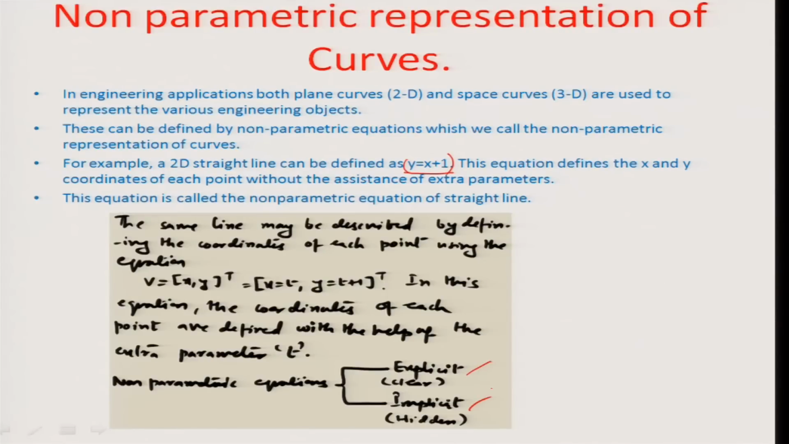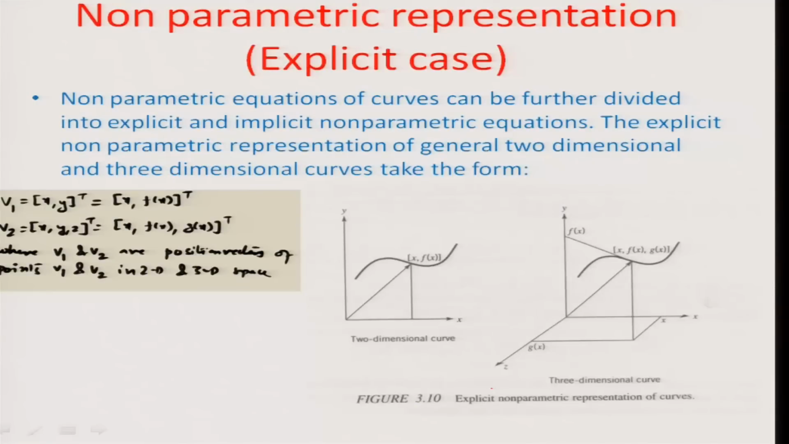So, the non-parametric equations can be further divided into two different cases. One is a clear cut case, which is called the explicit non-parametric form of the equation. The other is a hidden form, which is also known as implicit. I will just explain what these implicit and explicit representations in the non-parametric domain really are.